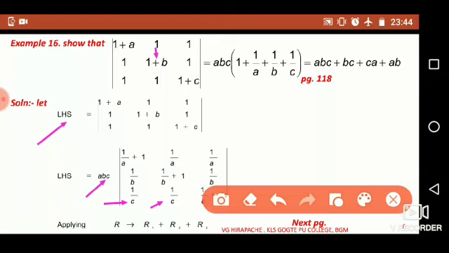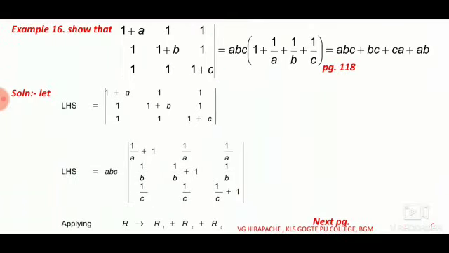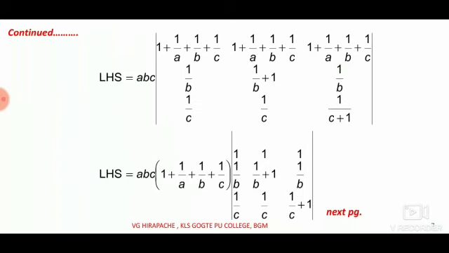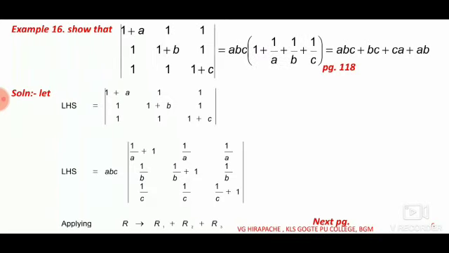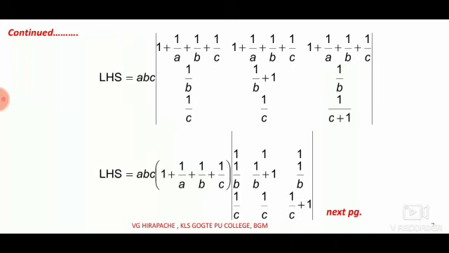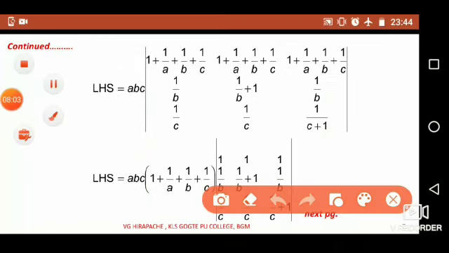Now let me apply R1 changes to R1 to get this factor. To get the second factor of the given problem, we will write R1 changes to R1 plus R2 plus R3. Therefore, the left hand side is equal to abc into the determinant. After applying the row operation, the first row elements are 1 plus 1 by a plus 1 by b plus 1 by c, 1 plus 1 by a plus 1 by b plus 1 by c.